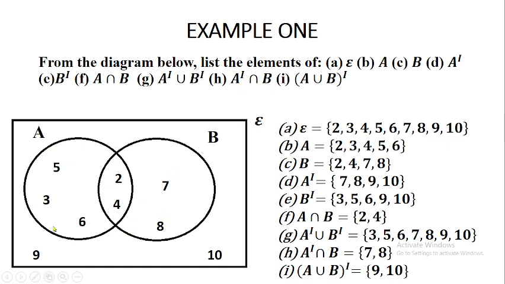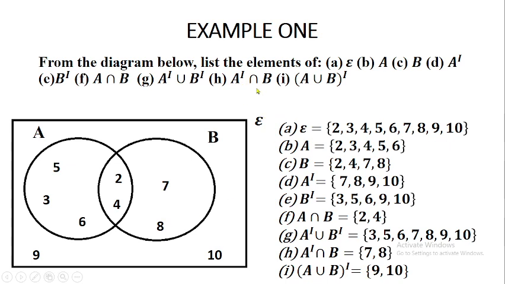So A complement, which is the elements in the universal set that are not in A, intersection B, which is 7 and 8. So that means this question is asking us for the elements in set B only, which is 7 and 8. Not elements in set B. No. Elements in set B are 2, 4, 7, 8. But the question is asking us for elements in set B only, which is 7 and 8. I hope you understand that now.